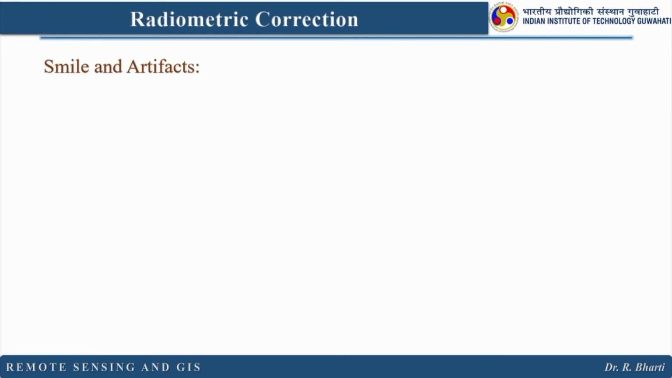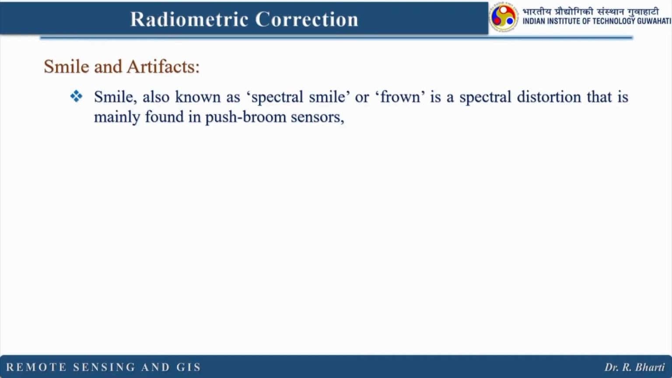Now there is one very important radiometric error which is known as smile and artifact. So smile, also known as spectral smile. This is very common in hyperspectral images, and especially in Hyperion you can see such errors. And here what it says is smile, also known as spectral smile or frown, is a spectral distortion, and that is mainly found in push broom sensors.